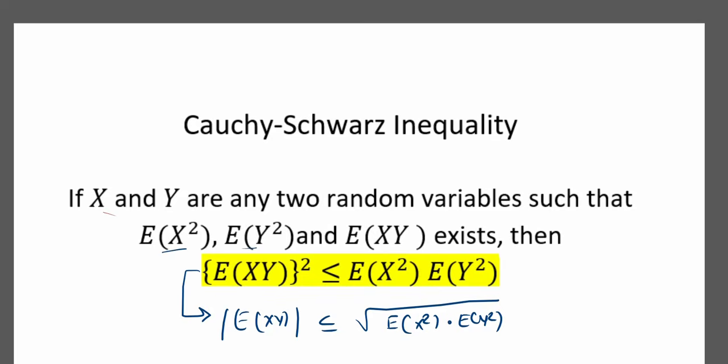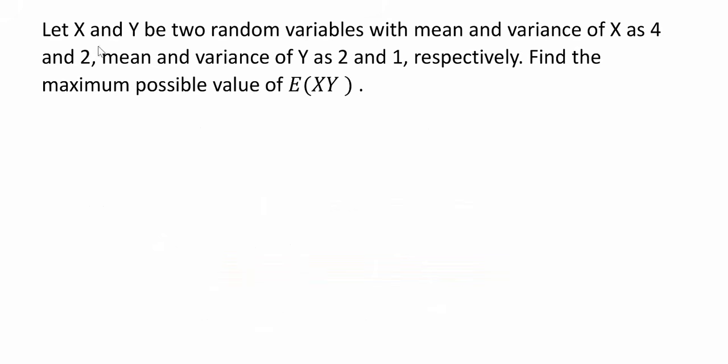Now let's get started with problems. Problem number 1: let X and Y be two random variables with mean and variance of X as 4 and 2, mean and variance of Y as 2 and 1 respectively. We'll have to find the maximum possible value which E of XY can take. So we need a value which is not going to be more than some quantity. This value which we get is going to be your maximum possible value.